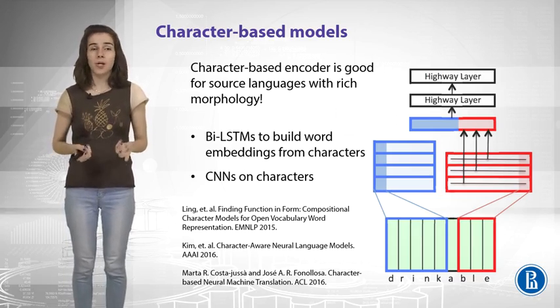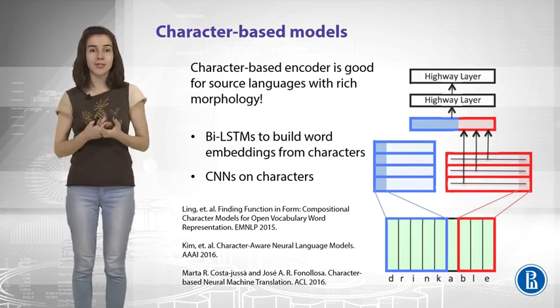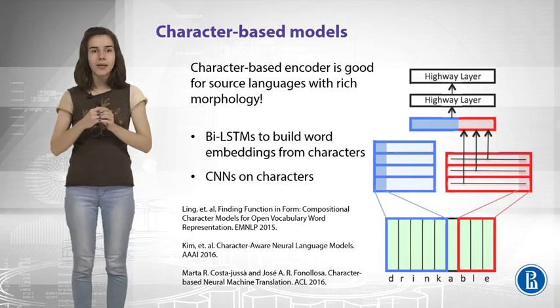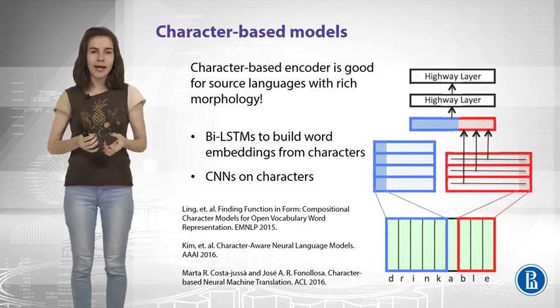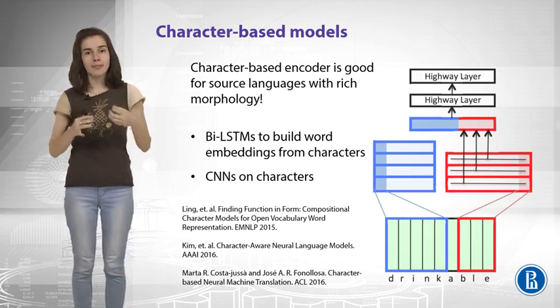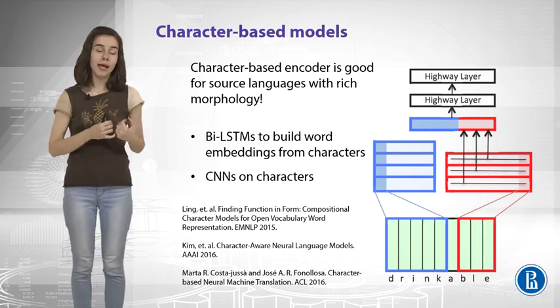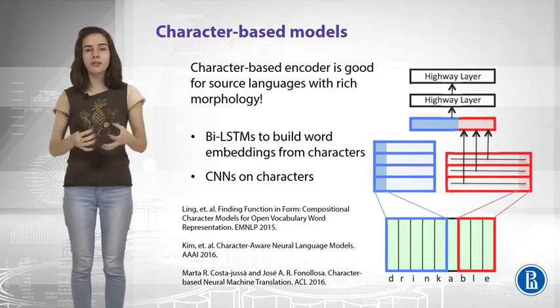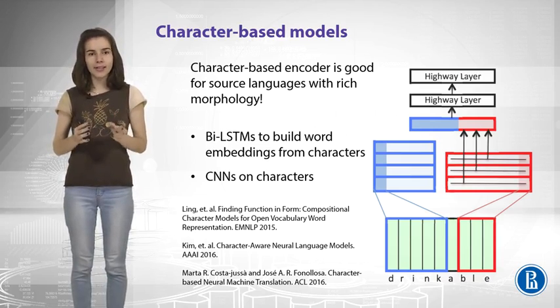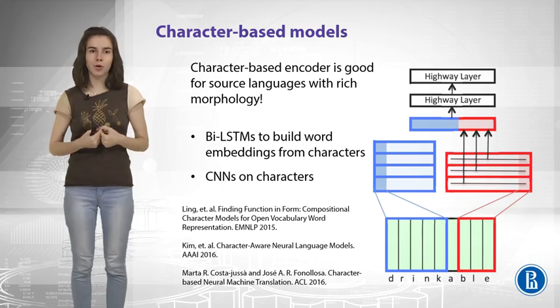So you might know that sometimes character-based models are super useful. For example, you see the word drinkable. And if you can build your convolutional neural network that has some convolutions that represent the meaning of drink, and then some other convolutions that represent the meaning of able, you are likely to build the meaning of the whole word, even if you have never seen it. So character-level convolutional neural networks can work fine. Also, bidirectional LSTMs can be used on word level as well as on character level.